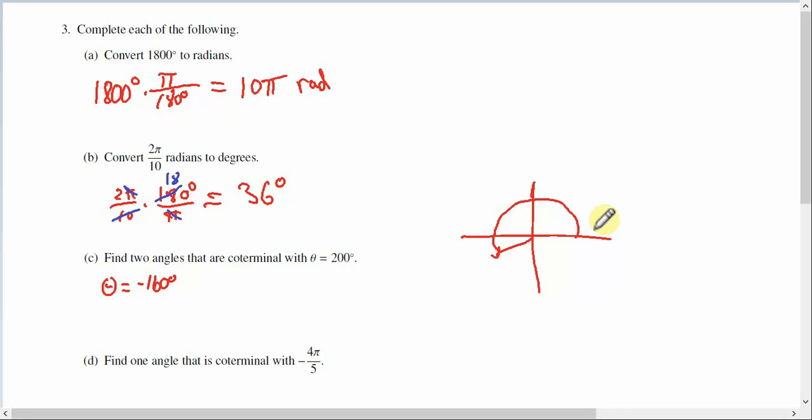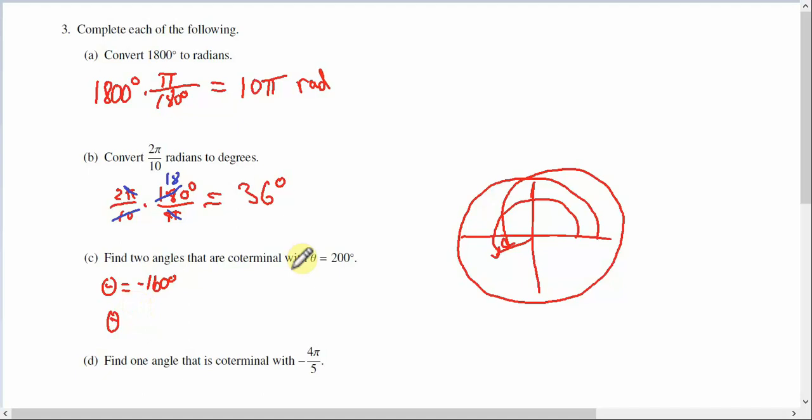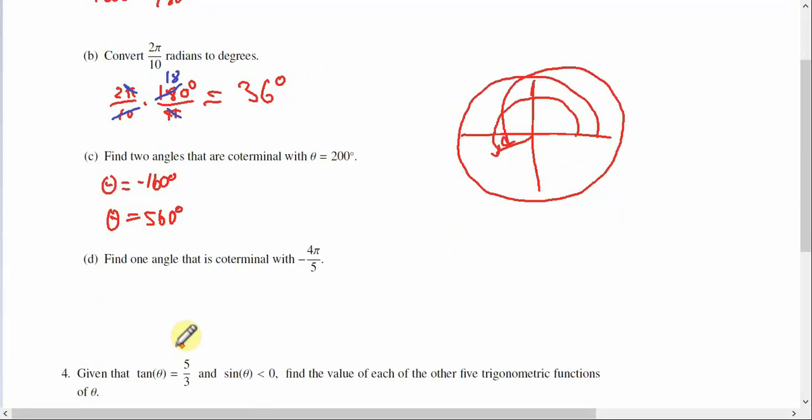And then probably the next best way would be to go all the way around 360 and then go another 200. So that would be 360 plus 200 would be 560 degrees. So that's two angles coterminal with that. And then this last part on number 3 says find one angle that's coterminal with minus 4 pi over 5.